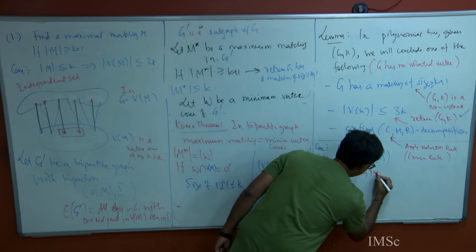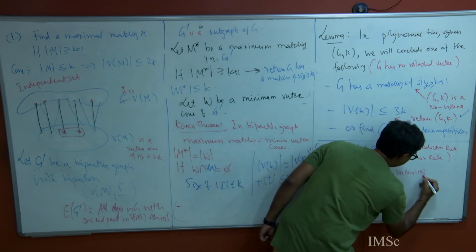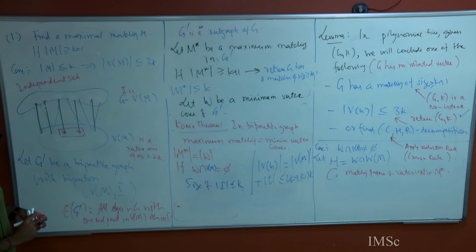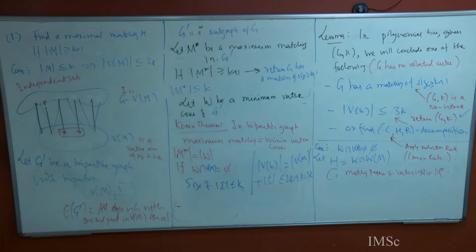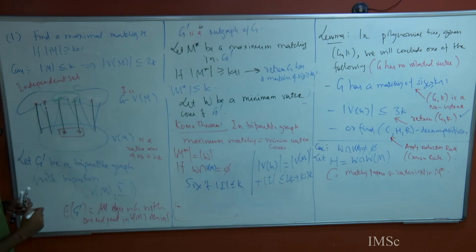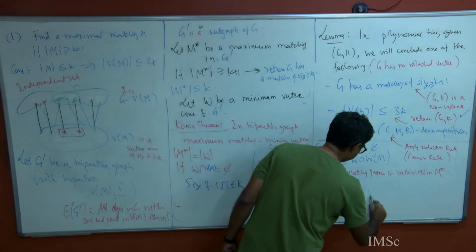Matching partner of vertices in H in M star. Right? Agreed? So in this picture, they are this. Okay? So this is my crown. Now, what is my rest? Rest is the vertex set of G minus H union C.